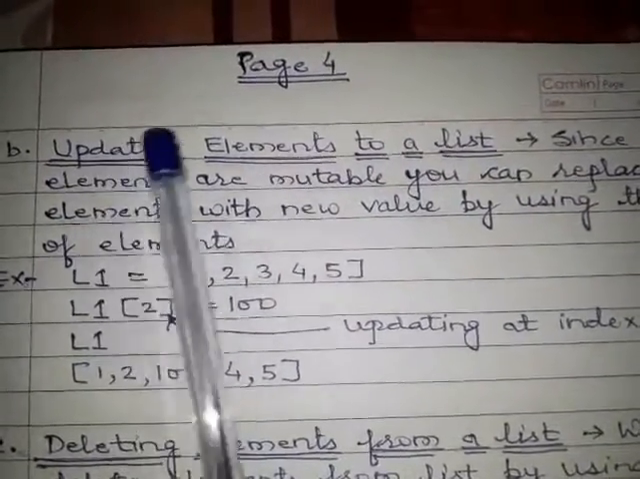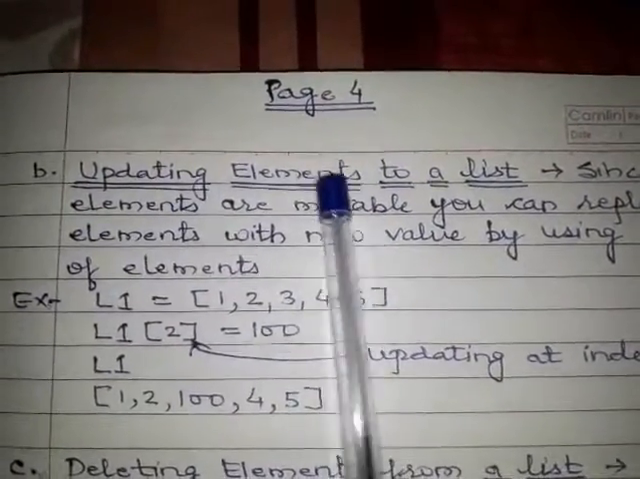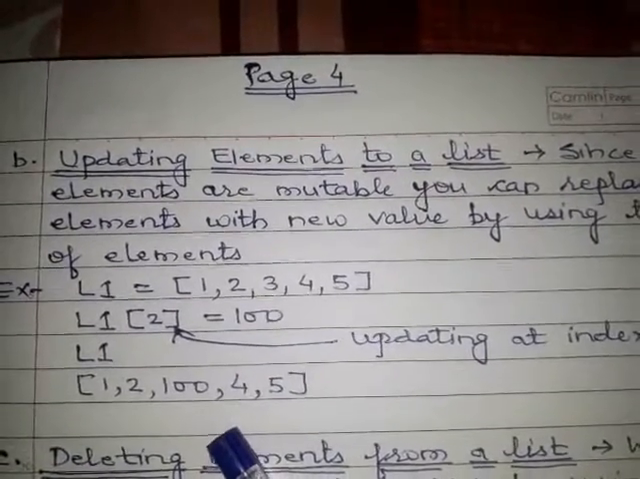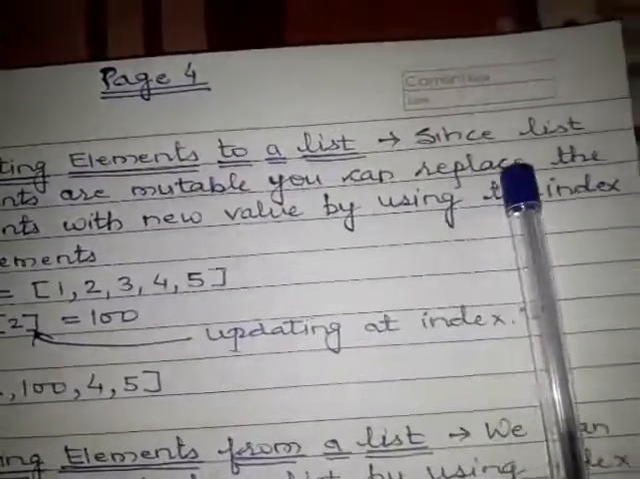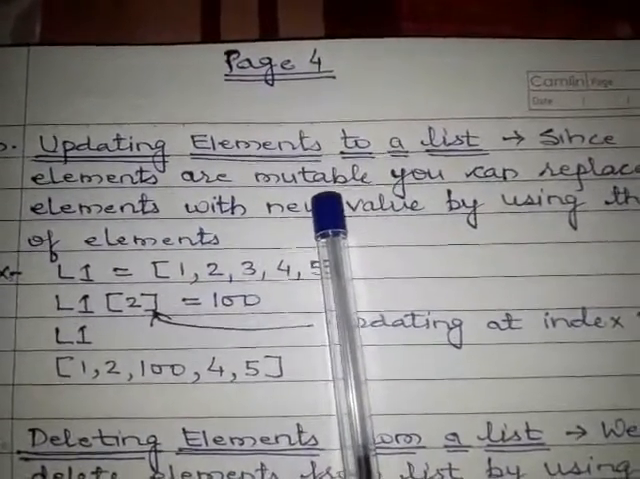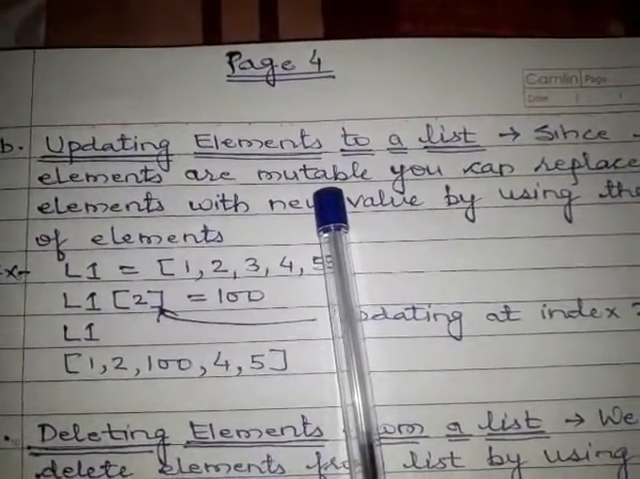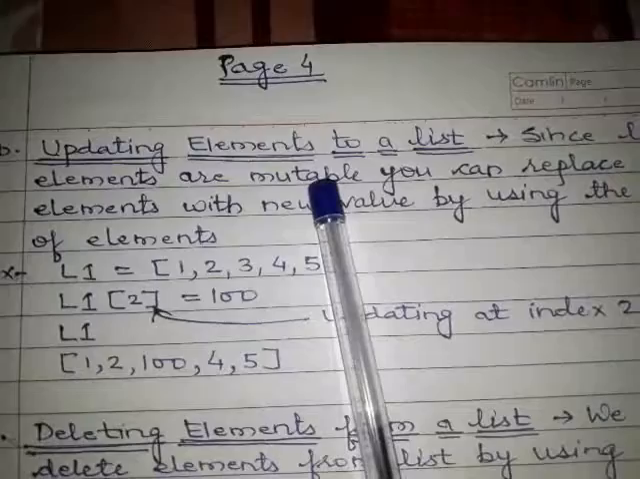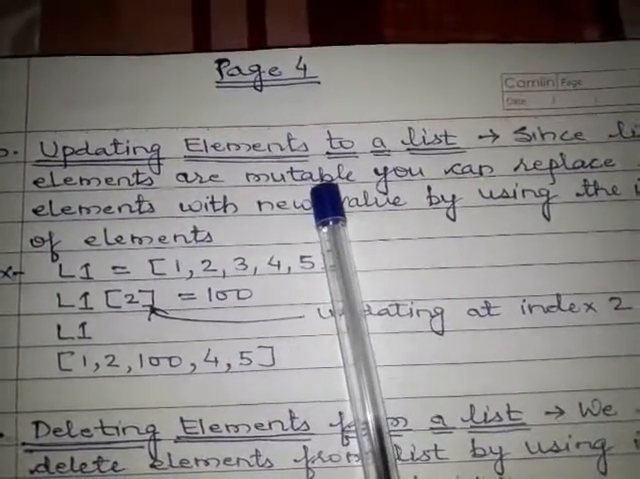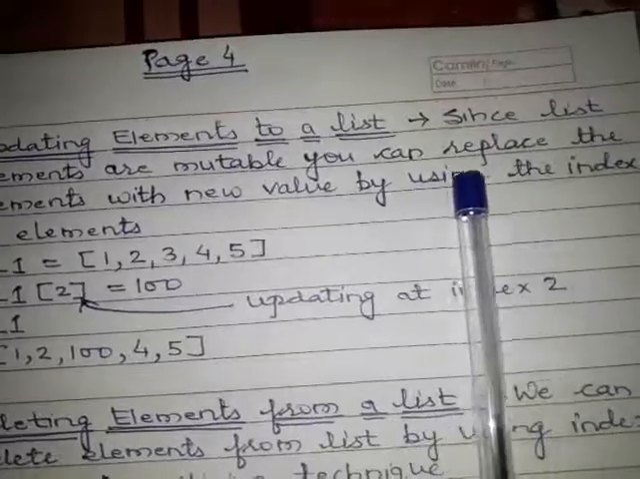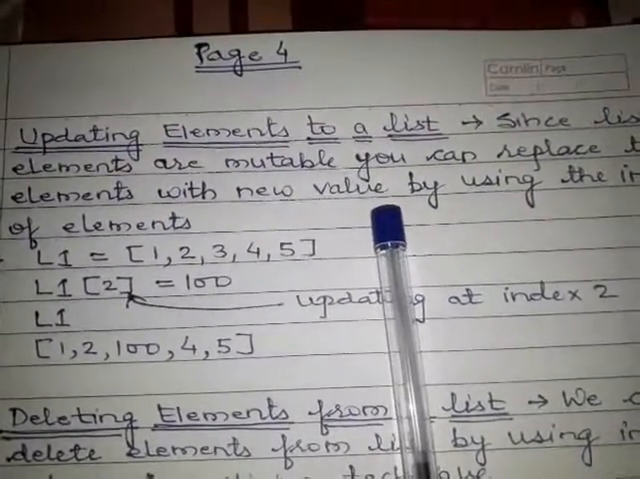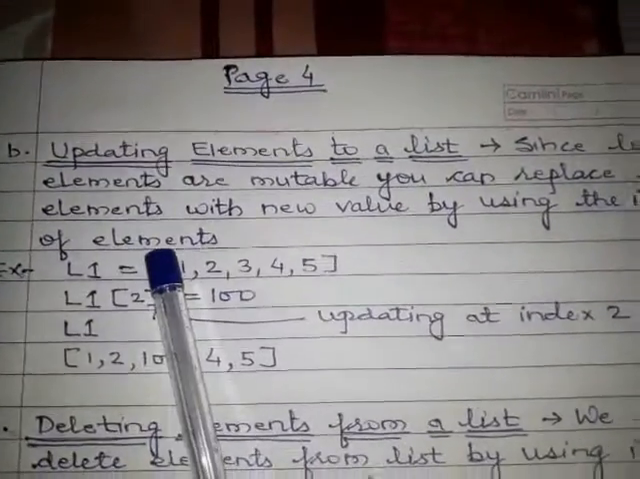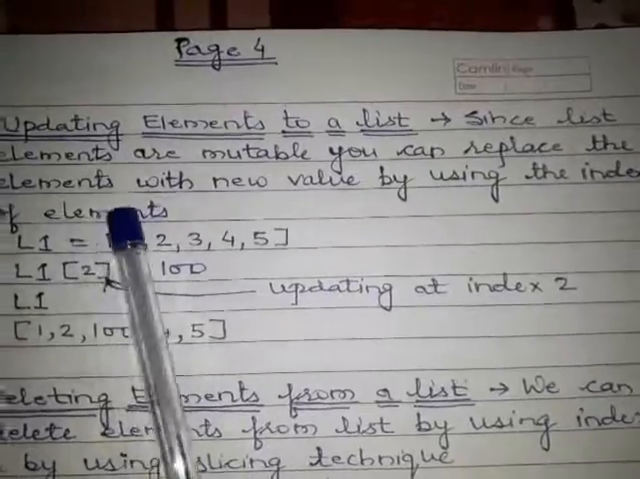Now, another manipulation is updating elements in a list. Updating elements means to change some values, or to replace some values with new values. Since list elements are mutable, and in the last class I also discussed mutable and immutable data types of Python, so list is a mutable type, so you can change the elements of the list. Mutable means you can change the element of the list. You can replace the element's old value with a new value by using the index of the element.